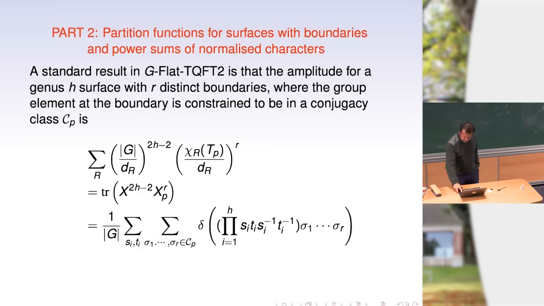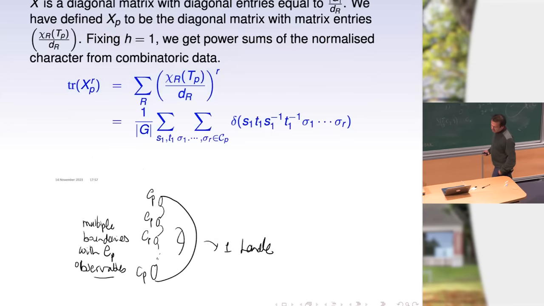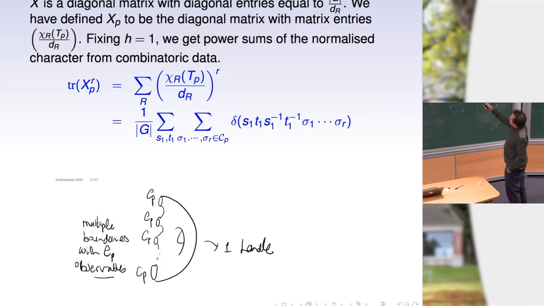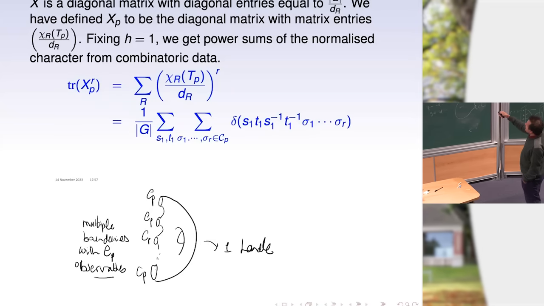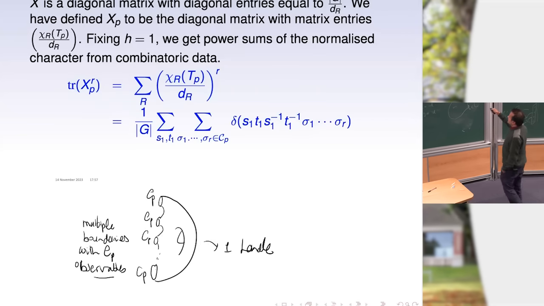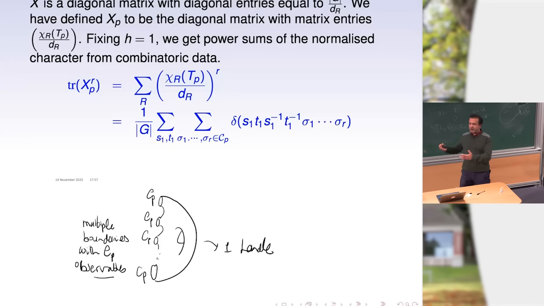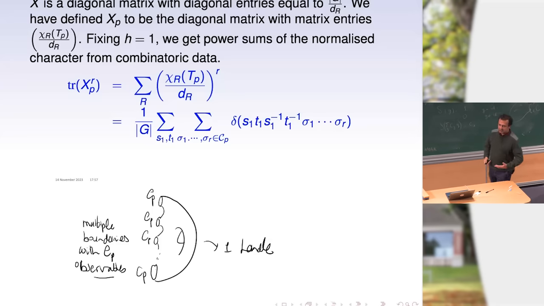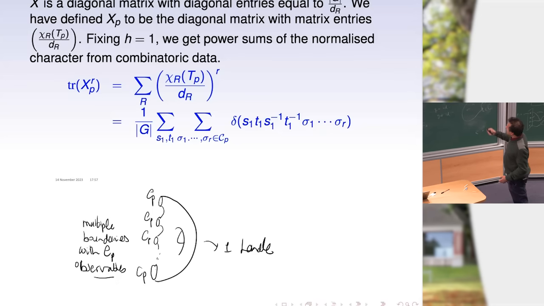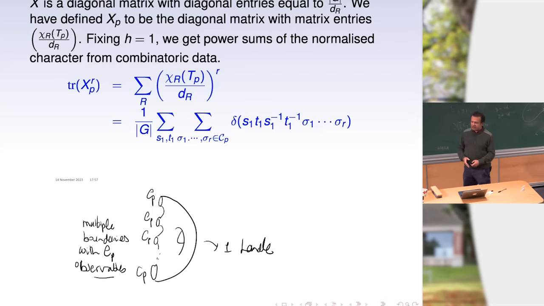And then if I take H equals 1, that simplifies. There's just this thing here, and this sum over characters simplifies. There's no G over DR. There's just these power sums. So now you have power sums of these normalized characters, and there's combinatorial data on the right-hand side. So like we did before, once you have all the power sums, you can reconstruct these numbers. And this is exactly what the Burnside algorithm does.